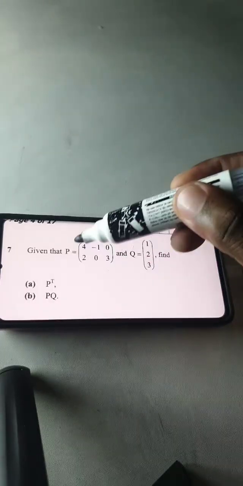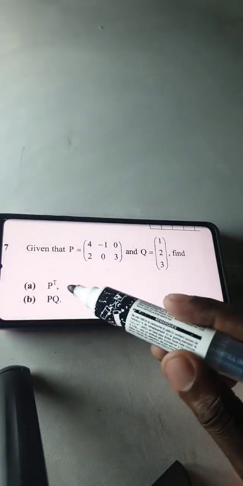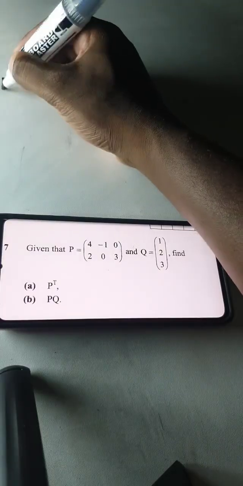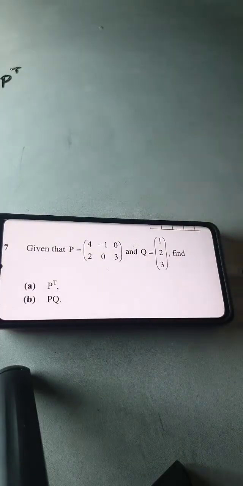All right, question number 7. Given that P is that and Q is that one, find the transpose of matrix P. That's the first part. So we need to transpose this. That's what the T means. We need to change this. So, ladies and gentlemen, how do we do that?